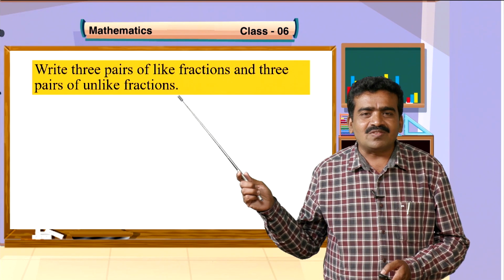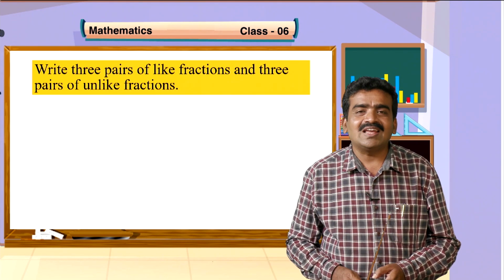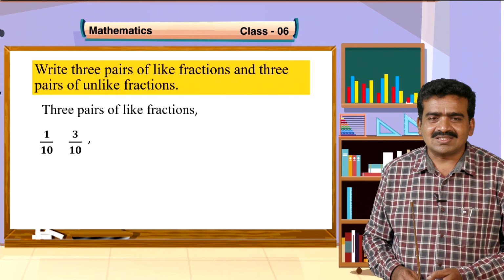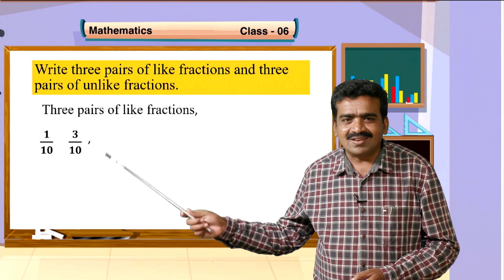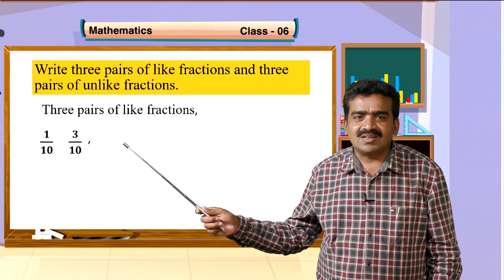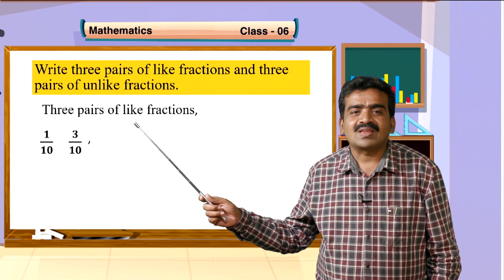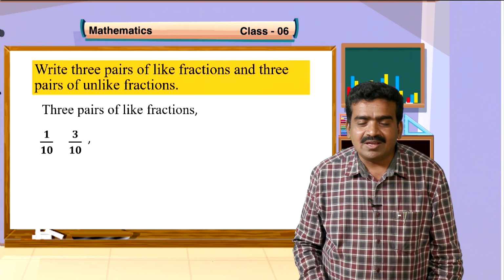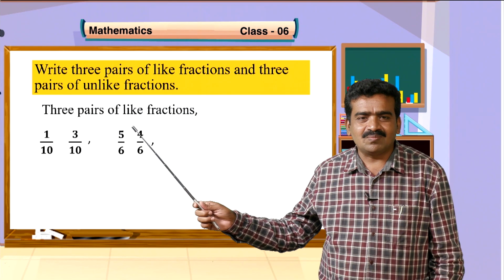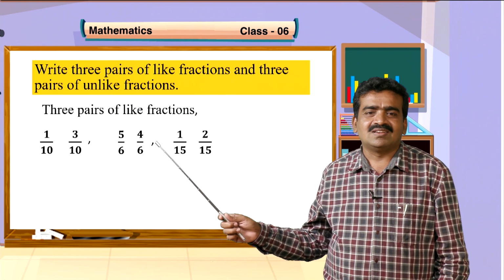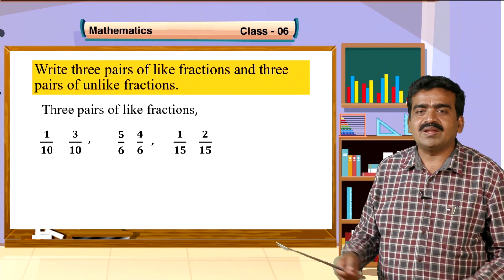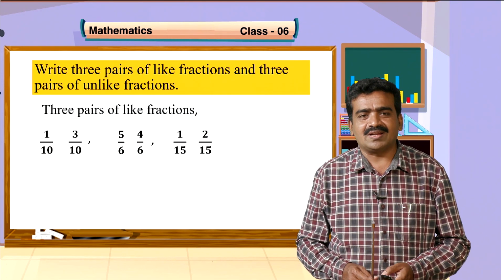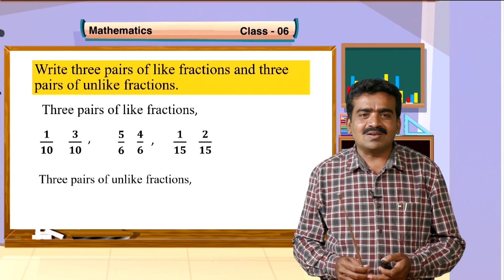Now, there is a question on like and unlike fractions. Write 3 pairs of like fractions and 3 pairs of unlike fractions. One pair I have written is 1 by 10 and 3 by 10. Be careful, my dear student, while writing like fractions: keep in mind that the denominators should be equal. Then I have taken another example, 5 by 6 and 4 by 6, and 1 by 15 and 2 by 15. You can write many more by keeping the same denominator and choosing different values for the numerator.